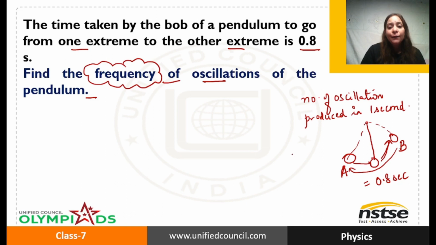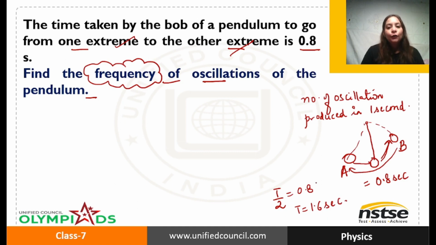Now here the time which is given is of half oscillation. The time given is for half oscillation because it is from only one extreme to another extreme, but it is not returning back. So this time is 0.8 second. If you see, the time for the complete oscillation would be double that. So we can say that it will be 1.6 second.